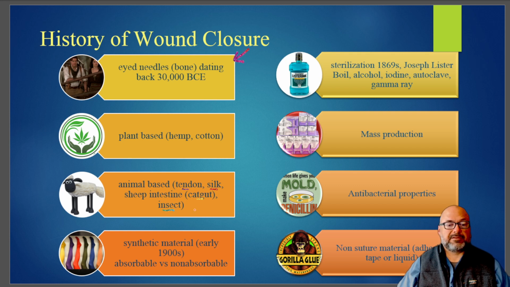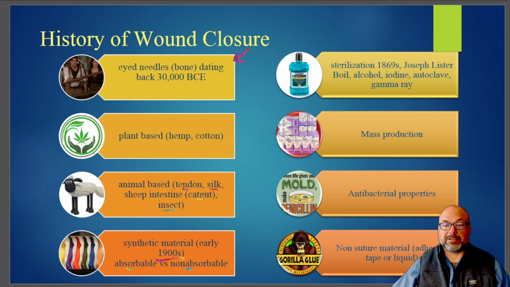You can put the head of an ant over a wound, and with their big jaws, they'll clamp down on the skin edges, pop the body off, leave the head of the ant on. And this was done not only in some developing nations, but was imported actually into some Western European countries as well. The synthetic materials became available in the early 1900s, both absorbable and non-absorbable synthetic materials. We'll talk about that a little bit later.